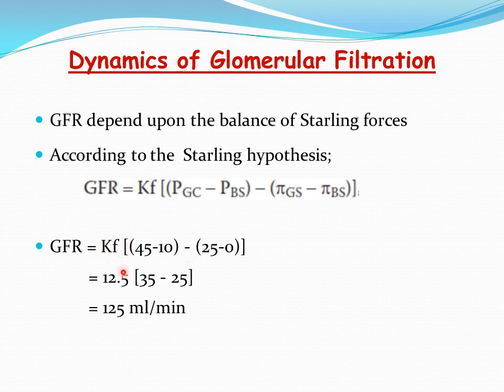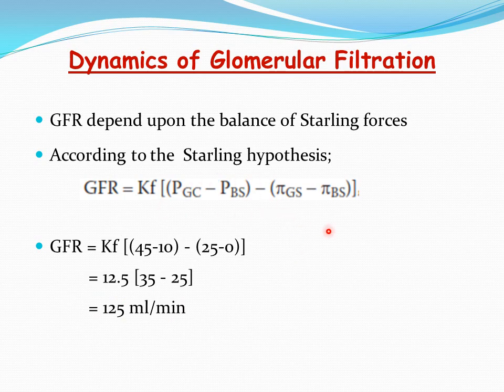As far as the normal values are concerned, the normal Kf, filtration coefficient, in a healthy adult person whose kidneys are healthy is 12.5 ml per minute per millimeter of mercury. The hydrostatic pressure across the glomerular capillary is 45 millimeters of mercury. Hydrostatic pressure in the Bowman space is less, around 10. Oncotic pressure depends on the plasma proteins; it is higher in the glomerular capillary, but it is 0 in the Bowman space, because plasma proteins are absent there as they are not filtered. By this, we get the value of 125 ml per minute, the normal GFR.